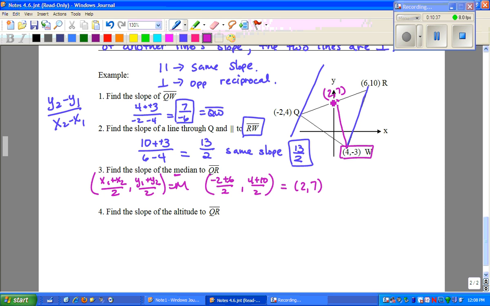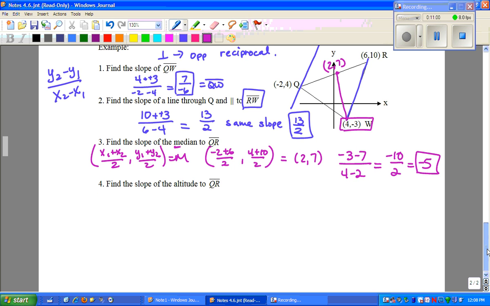Now can we find the slope of that purple line? Bingo, slope formula over here. Plug it in. We got a negative 3 minus 7 over 4 minus 2, giving me negative 10 over 2. Can that be simplified? Slope is negative 5. Yes. Right now, you'd be 12 for 12.